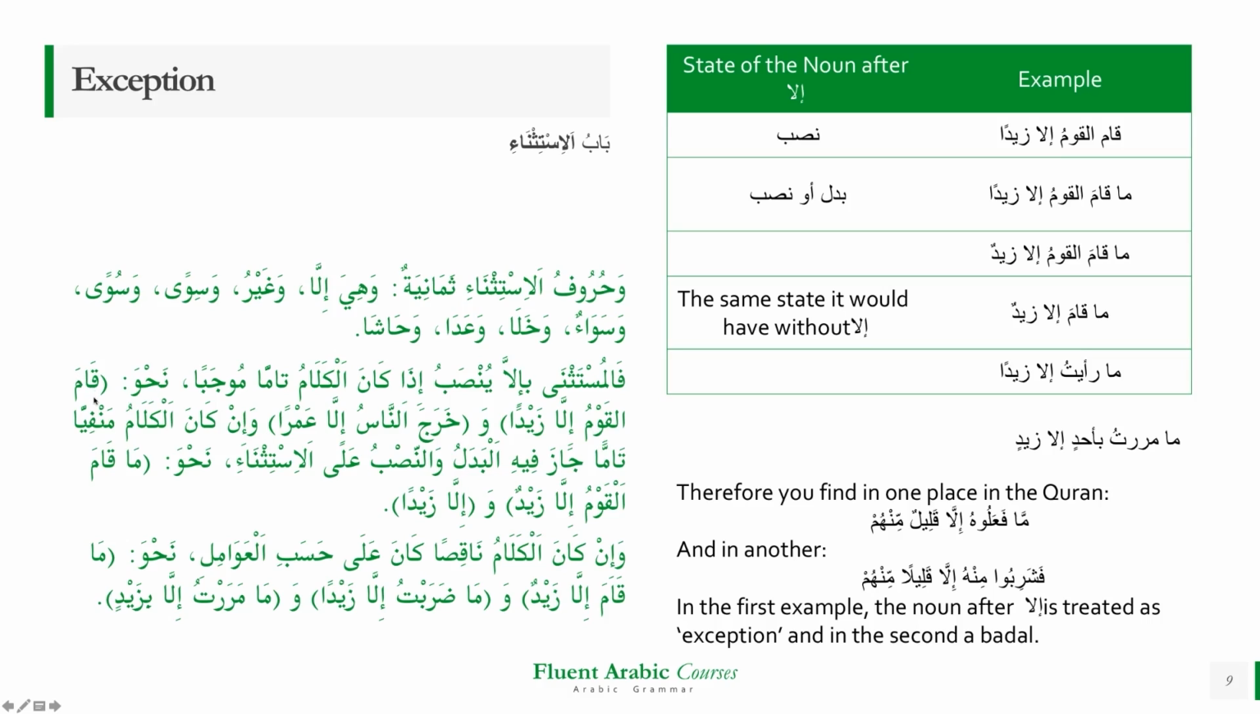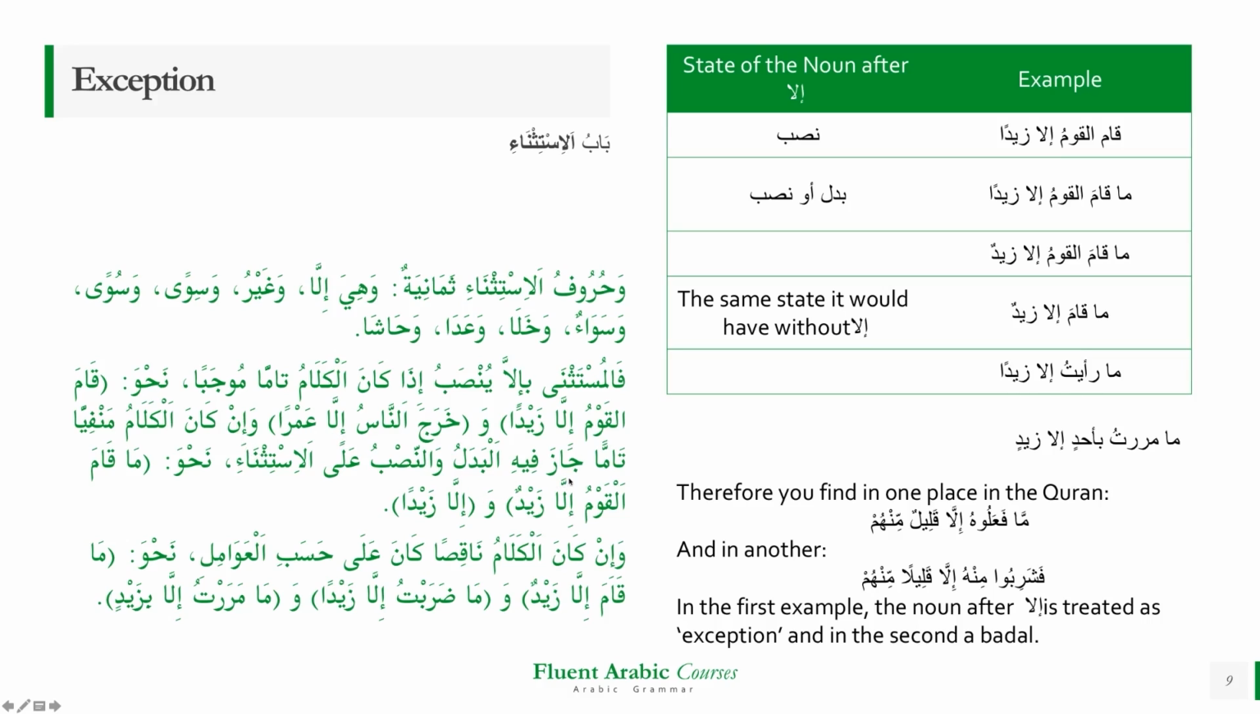So the first part of the sentence قام القوم, it is a complete sentence. So when we add إلا, زيدا, زيدا takes the state of nasb. وخرج الناس إلا عمرا, the people went out except for عمر.